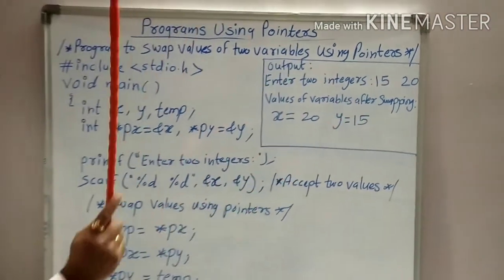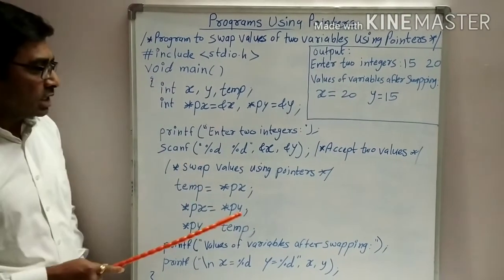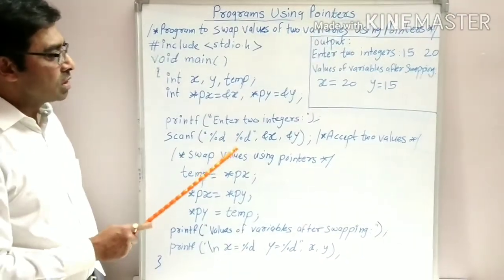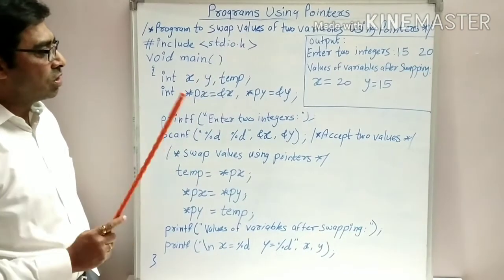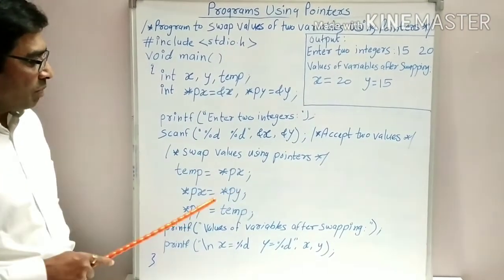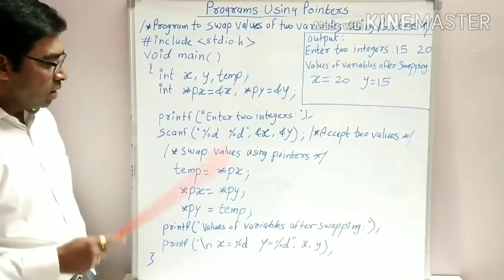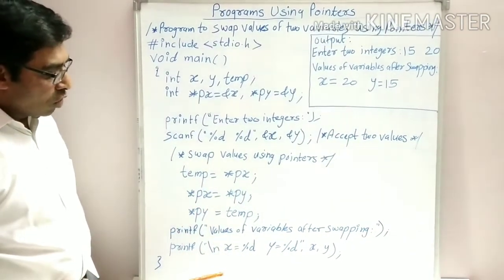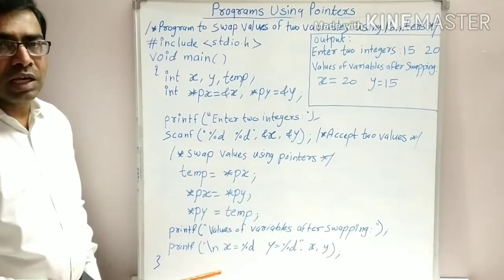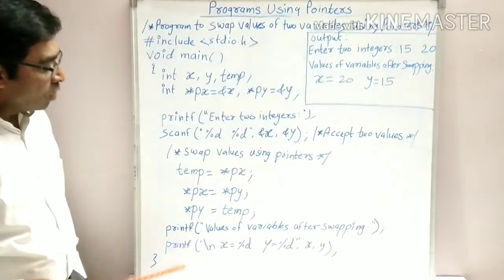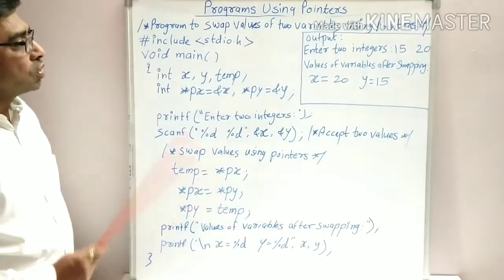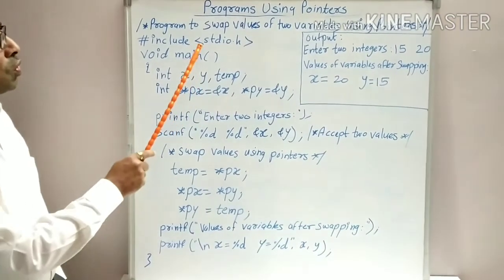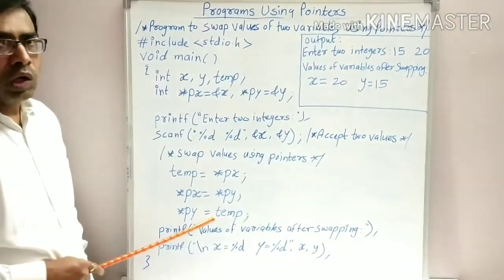So in this program, I accepted the values of two variables, x and y, that is normal variables. But while swapping, I used the pointers instead of variables, and then the output is displayed in terms of variables again. So this program demonstrates the use of pointers to swap the values of two variables.